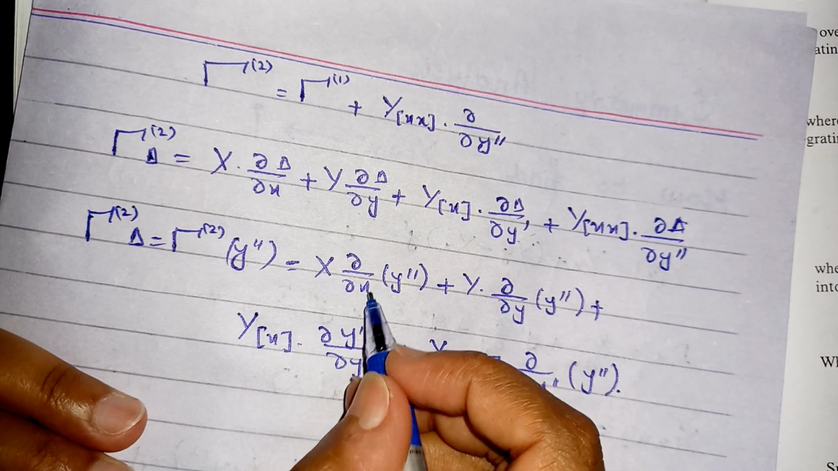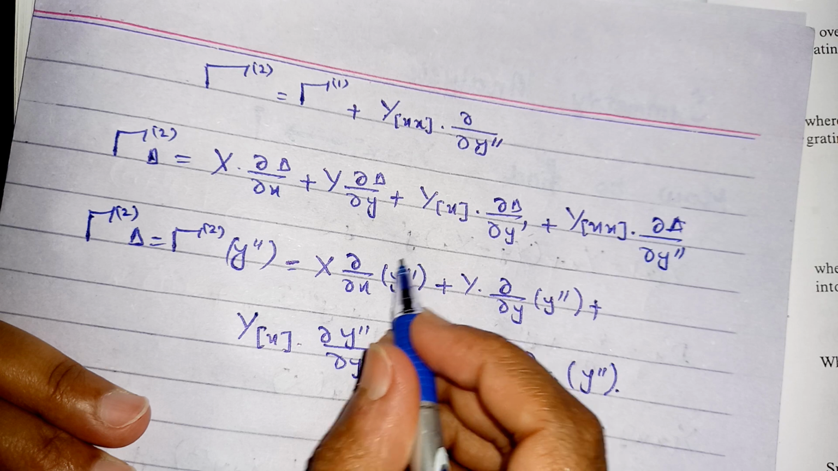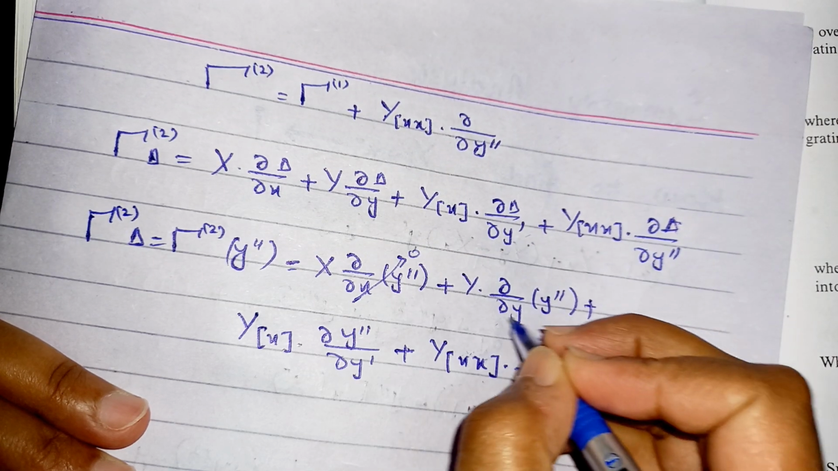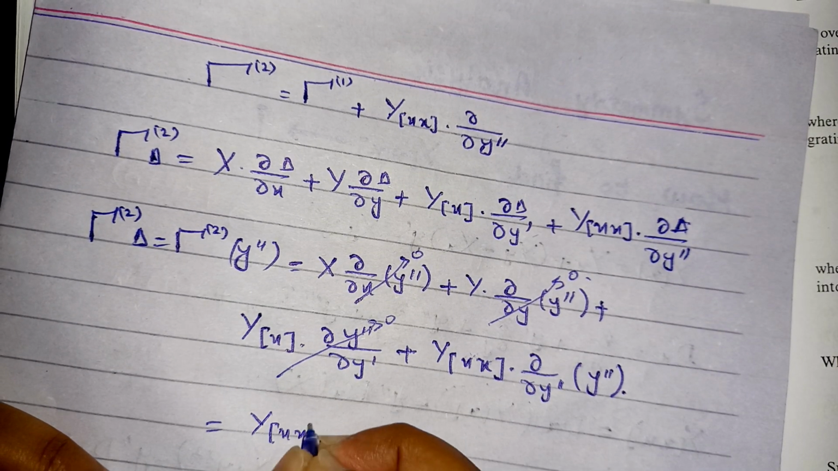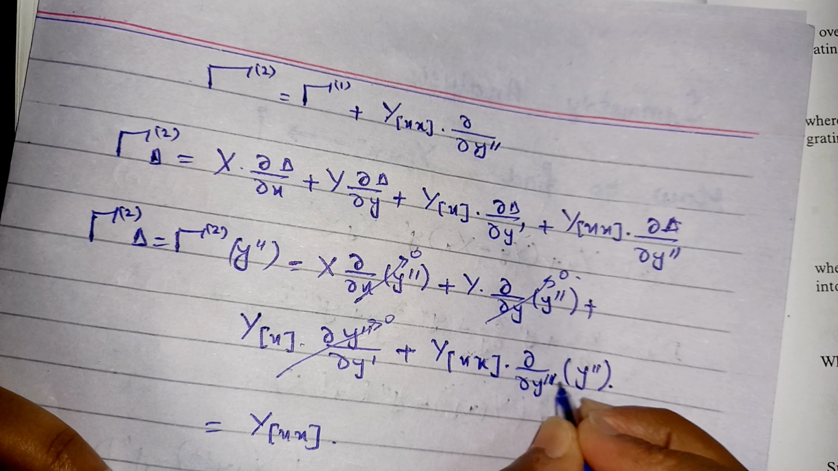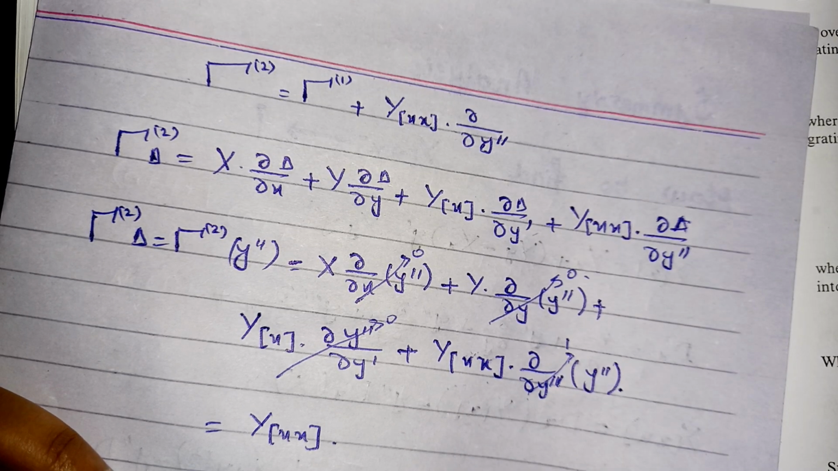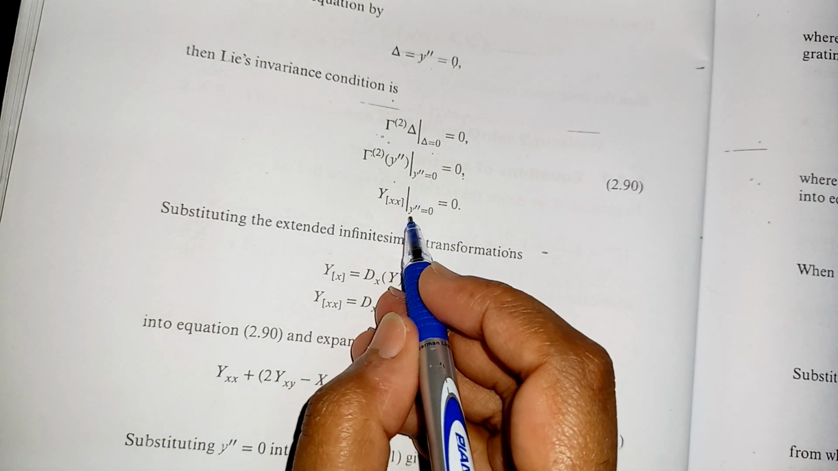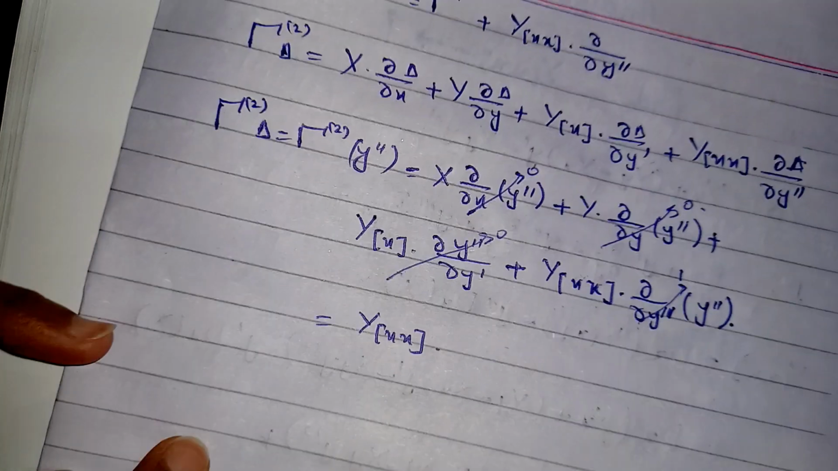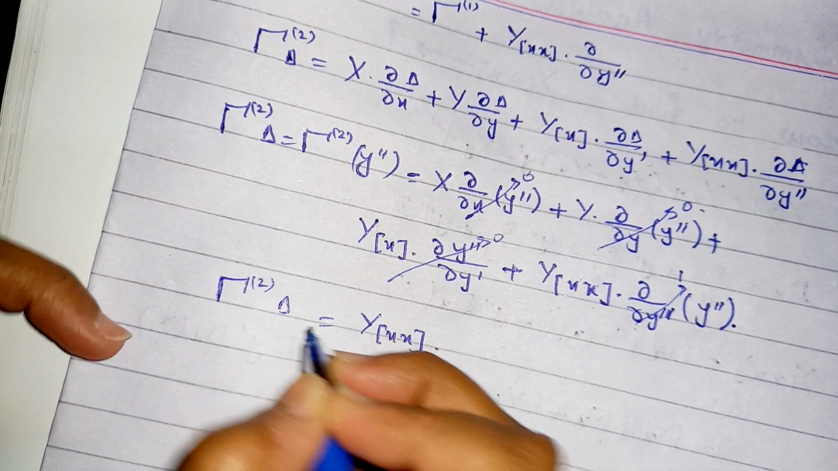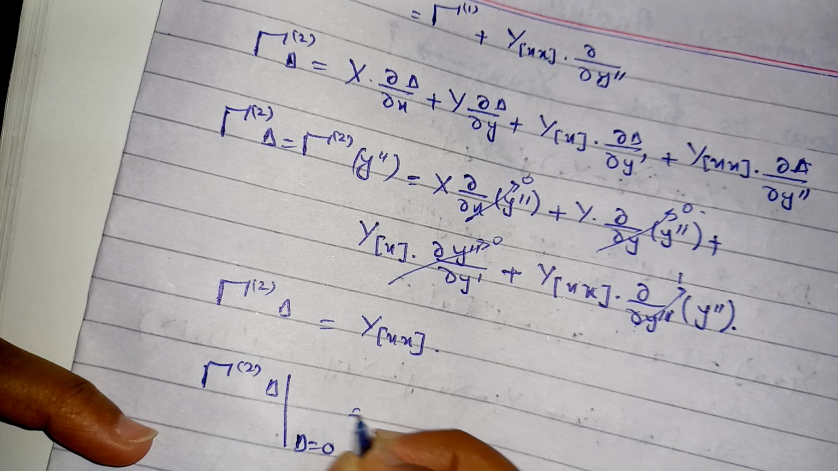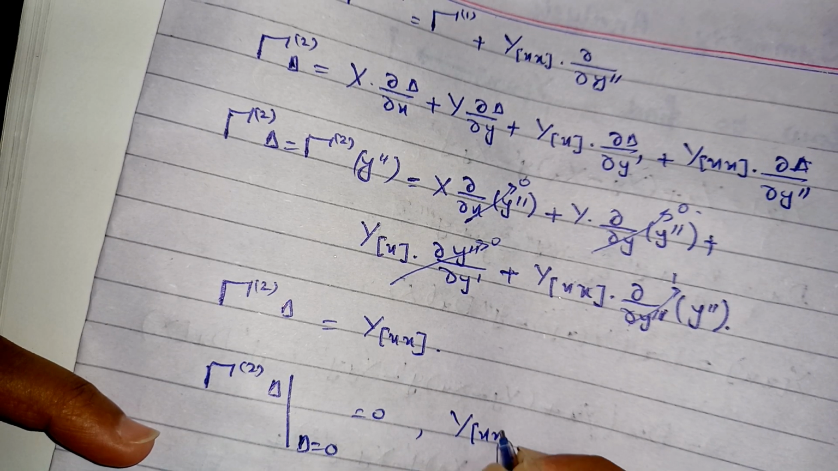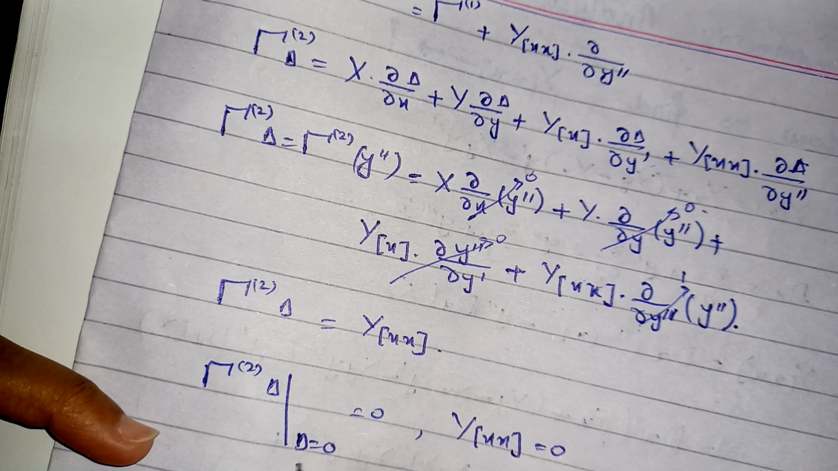Now students, you know that with respect to x, it is treated as a constant and this term is equal to 0. In the similar way, this is equal to 0, this term is equal to 0, and then you are left with yxx, because with respect to partial y double prime, its derivative is equal to 1. Okay, so that's why it is written here that yxx at y double prime is equal to 0 is equal to 0, because here I have just found the value of gamma 2 of delta. Now the next target is to set gamma 2 of delta at delta is equal to 0 is equal to 0, means our this value yxx that is equal to 0 under these conditions.